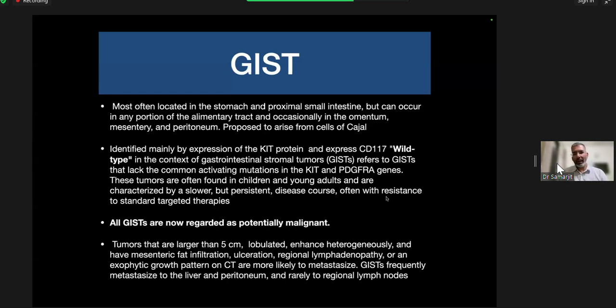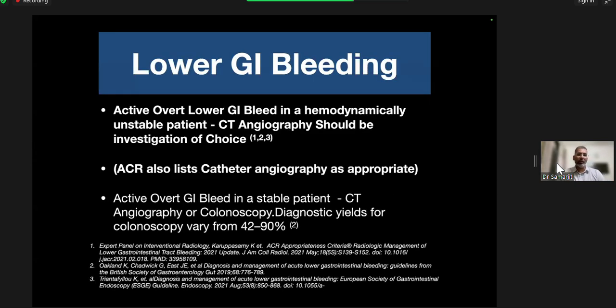There's also something called wild type GISTs, which do not express the CD117s, and these do not respond well to imatinib. Something that I just wanted to put out there. And of course, you can differentiate, kind of think which are the more aggressive kind of GISTs based on imaging. Let's not go into that now because we have to do lower GI bleeding.